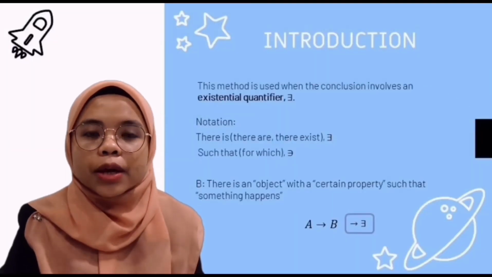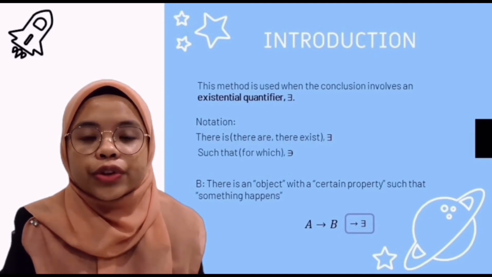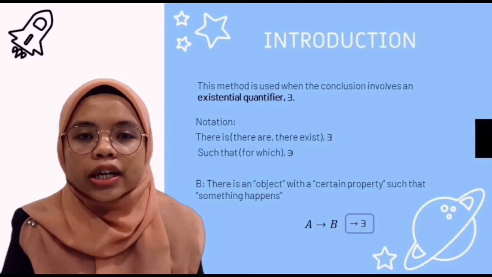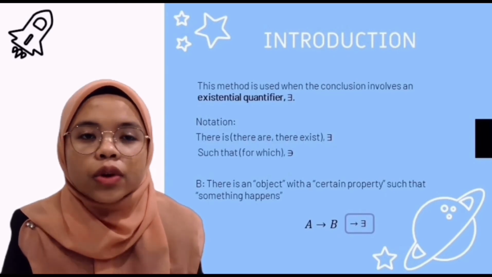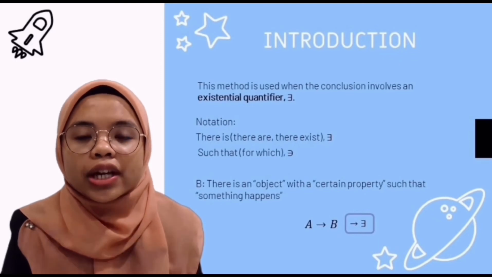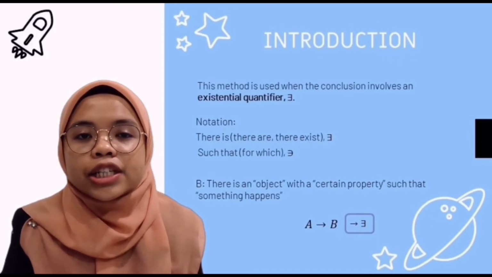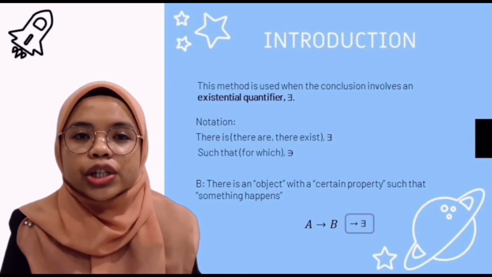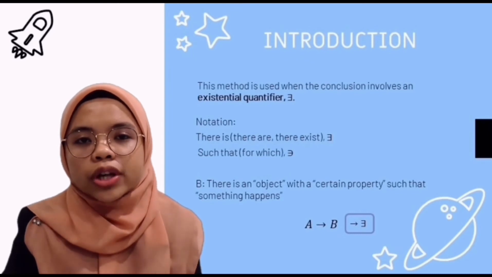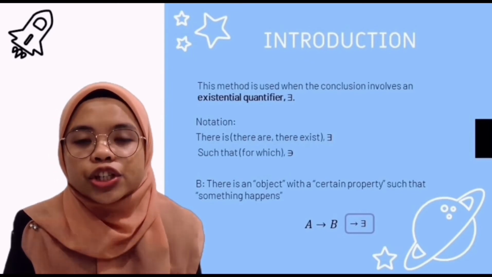This method is used when the conclusion involved has an existential quantifier, or, to make it easier to understand, in the conclusion there will be an object that is not in the hypothesis. It just appeared in the conclusion. It is a different object, or can be called a variable. The existential quantifier notation is there is, there are, there exist, or it can also be such that, for which. All of this is the existential quantifier.